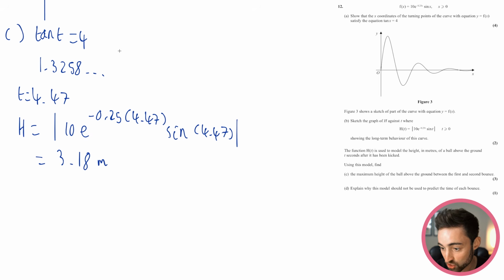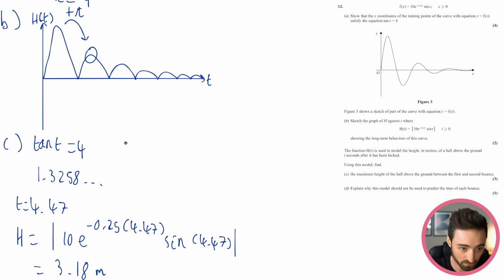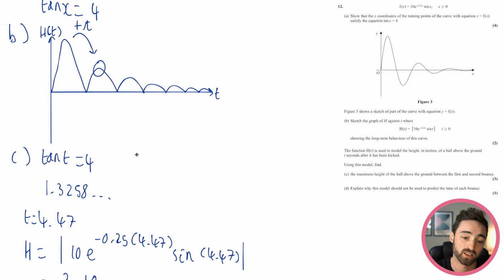Explain why this model should not be used to predict the time of each bounce. Well, let's have a look at the model. So you imagine, right? You chuck your bouncing ball in the air, it goes all the way up, and it goes dun, bounces, and then it goes dun, dun, dun, dun, and then as it's going to the floor, it's only going up this much, and it's bouncing really, really frequently, isn't it? Well, let's have a look at this.